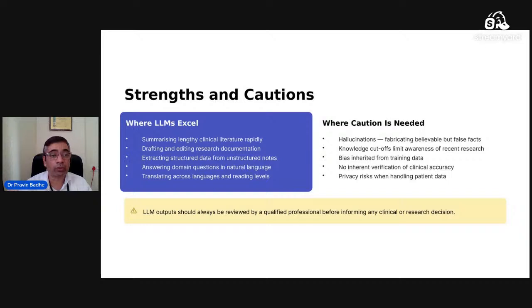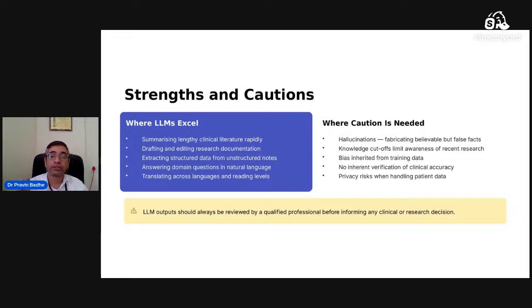It can also translate across languages and reading levels. If you are creating scientific content, let's say you are doing scientific communication blogs, you can put them not only in English, but also in regional Indian languages simultaneously, or regional European languages, or any other languages. So that is going to make the research accessible to different communities.